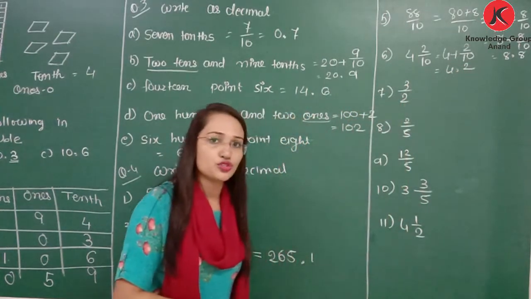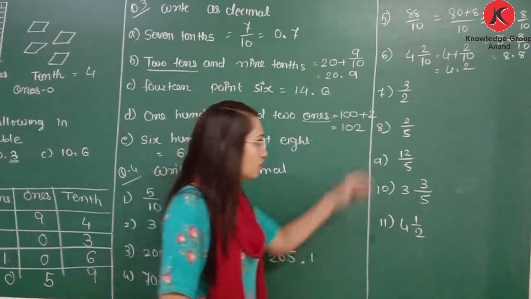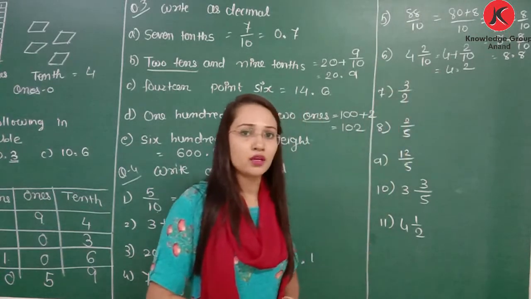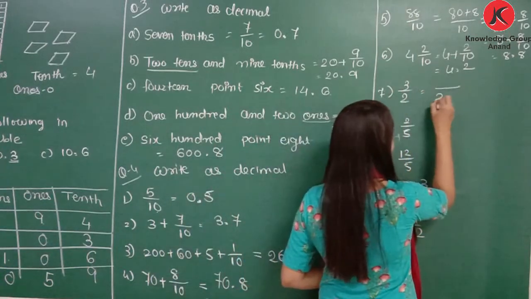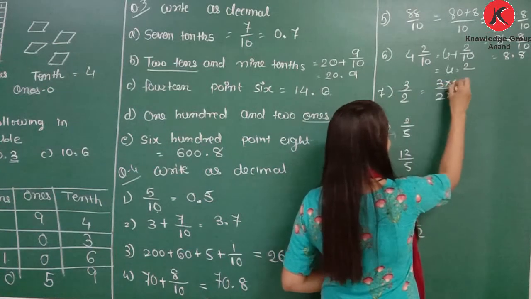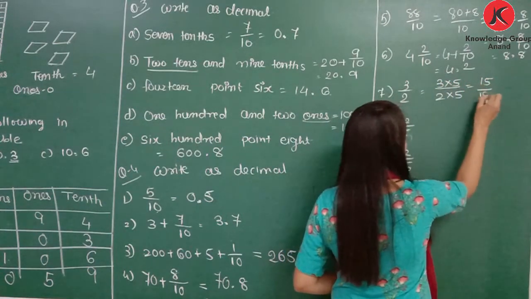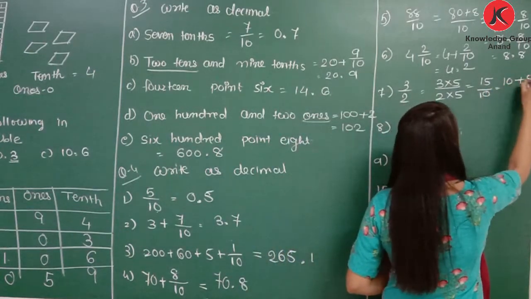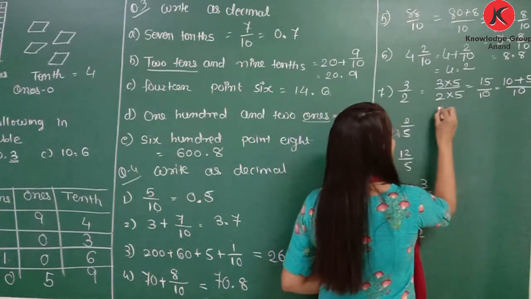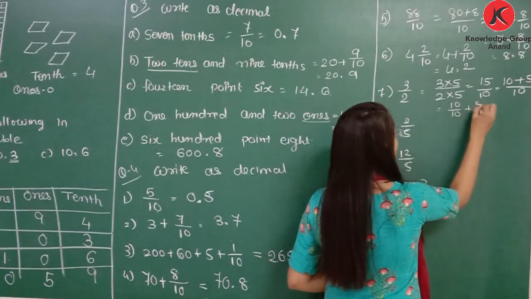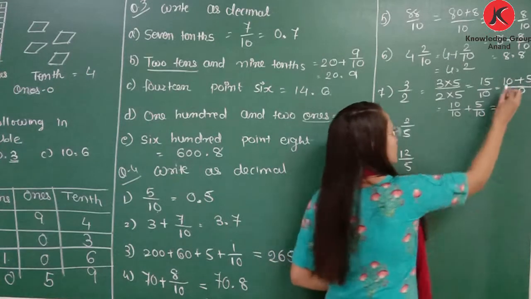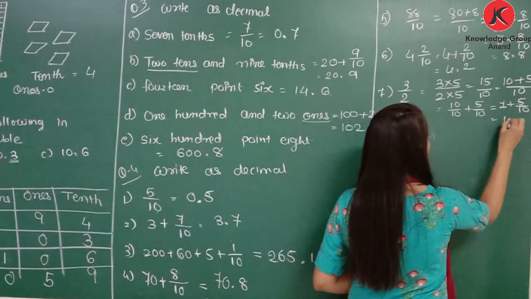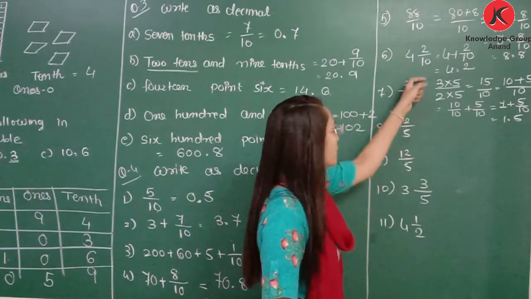Now here the denominator is 2. So make it 10. Now how can we make 2 into 10? By multiplying it with 5. So the same number we should multiply in the numerator. So it is 2 multiplied by 5, 3 multiplied by 5. So it is 15 by 10. Now here 15 can be represented as 10 plus 5 divided by 10. So it is 10 by 10 plus 5 by 10. So 10 by 10 means 1 plus 5 by 10. So it is 1.5.